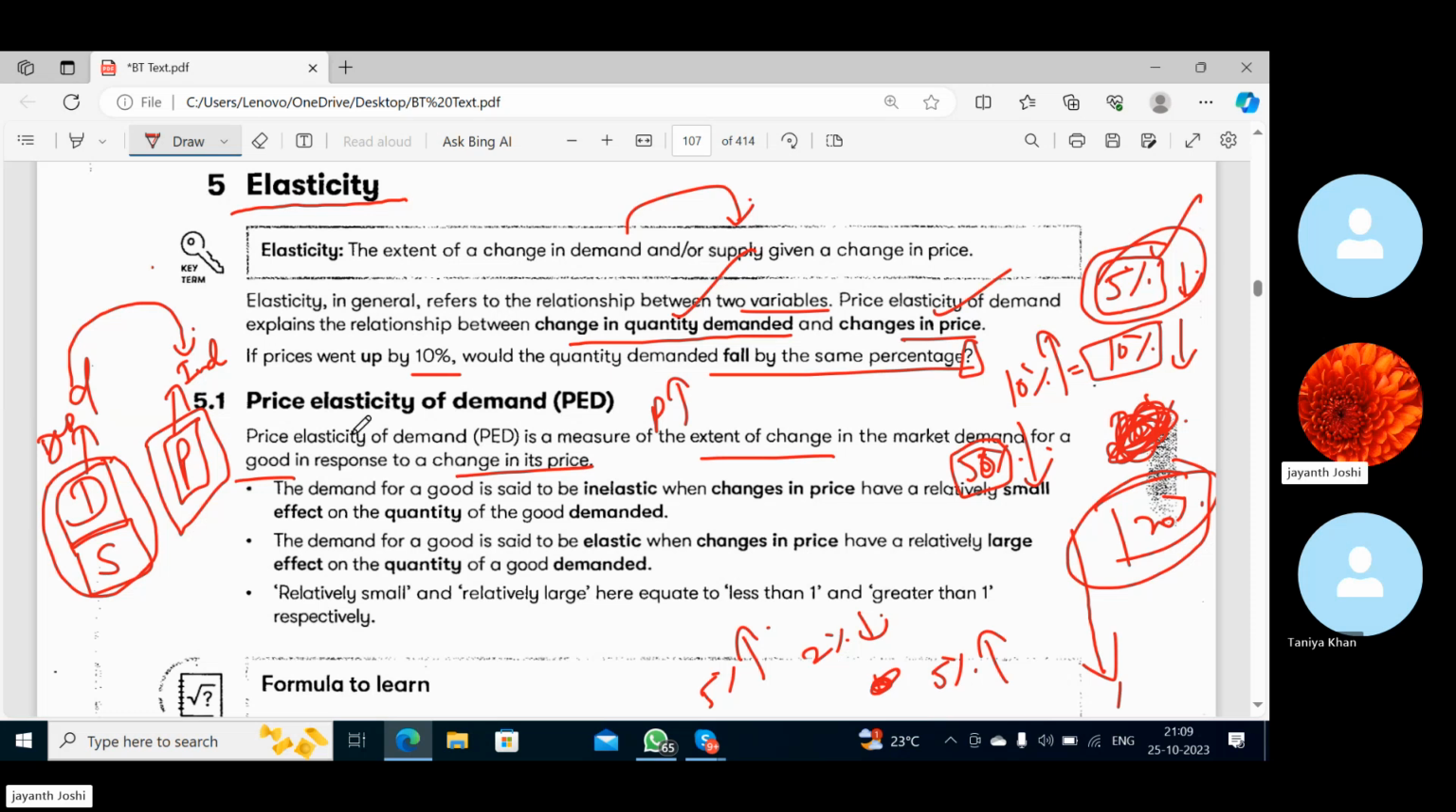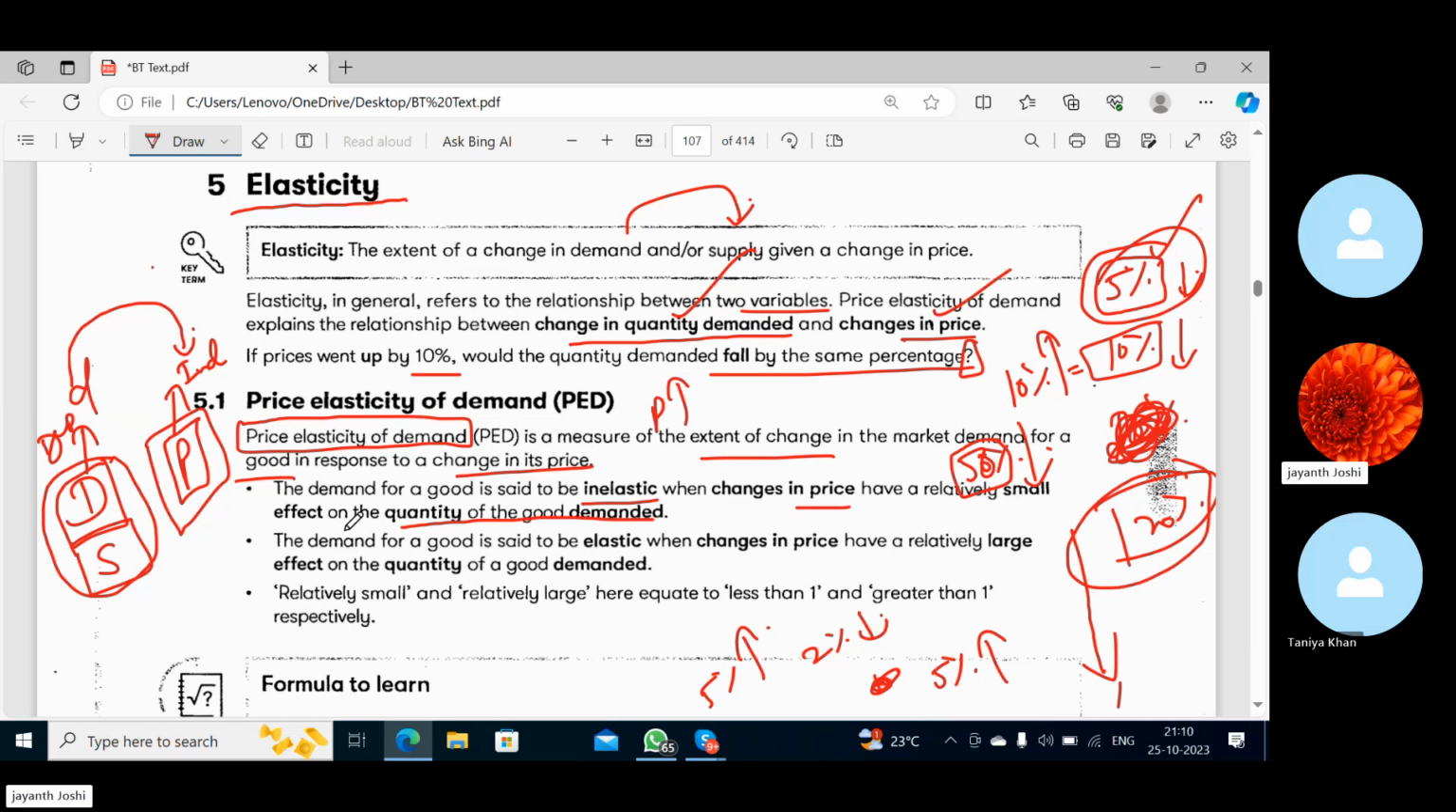So they are saying this particular aspect, PED, measures to what extent the demand for a good will respond to changes in price. The demand for a good is said to be inelastic when changes in price have a relatively small effect on the quantity of the good demanded. That means the price is going up, but the quantity demanded is not responding very aggressively. It has fallen by only a very small amount. That is inelastic.